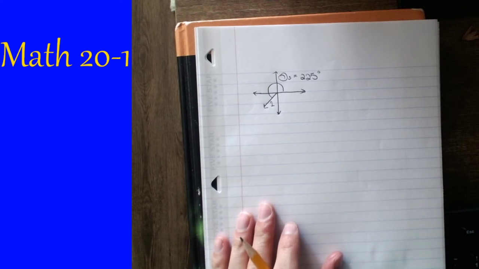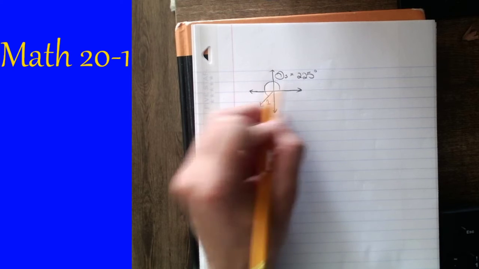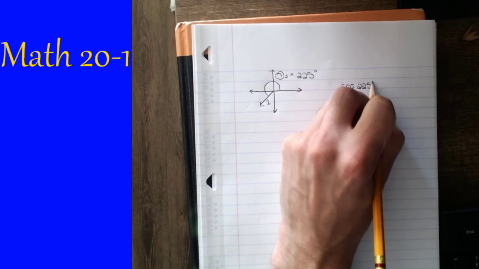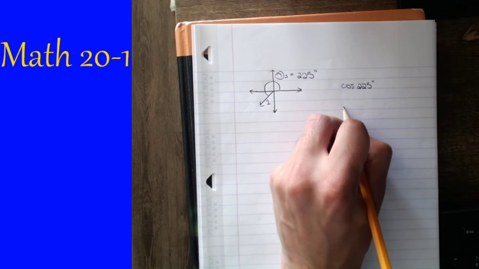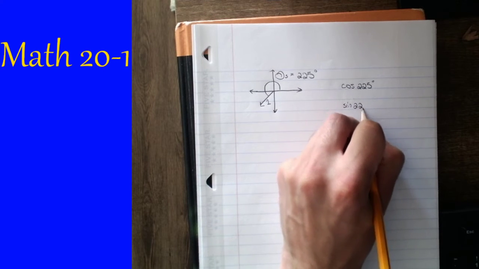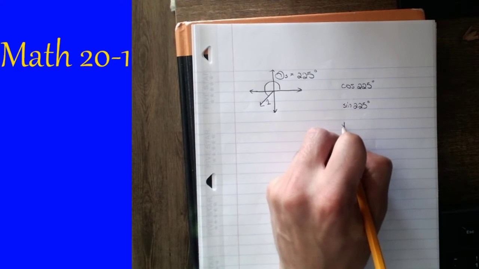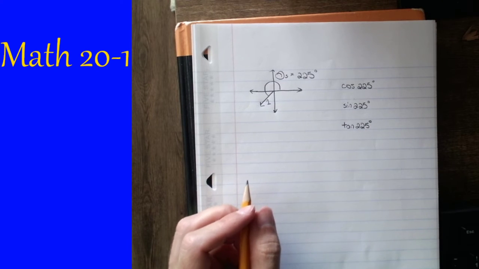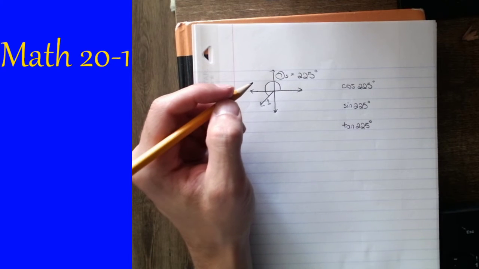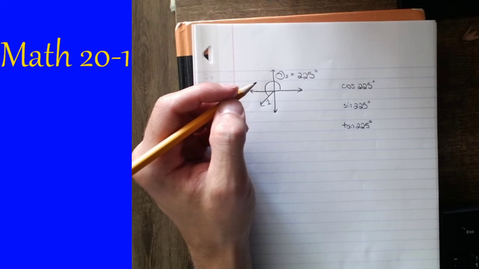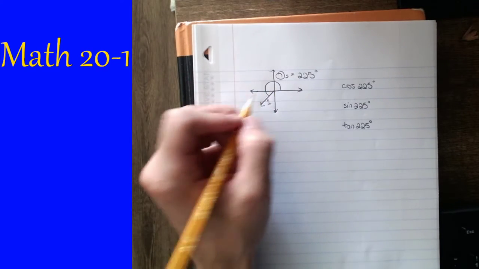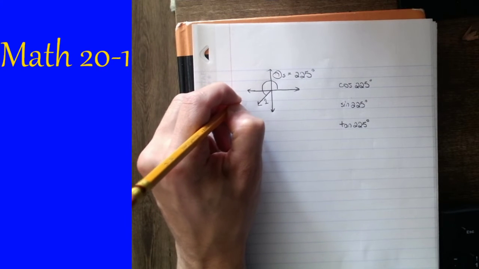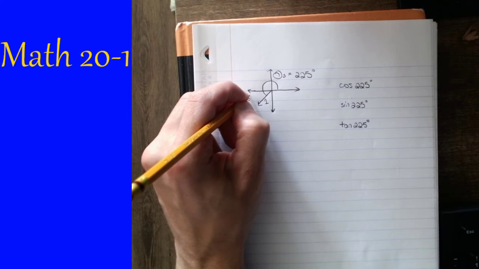So, cosine of 225, we want to look at that ratio. We want to look at sine 225. We want to look at tangent of 225. Okay, so our standard angle is 225 degrees. That means that our reference angle is equal to 45 degrees.